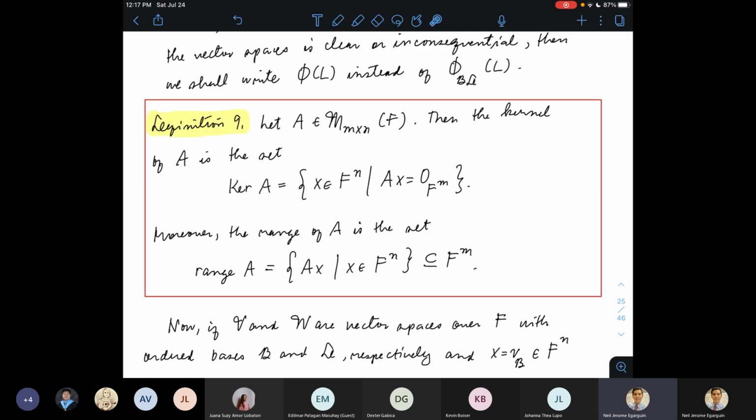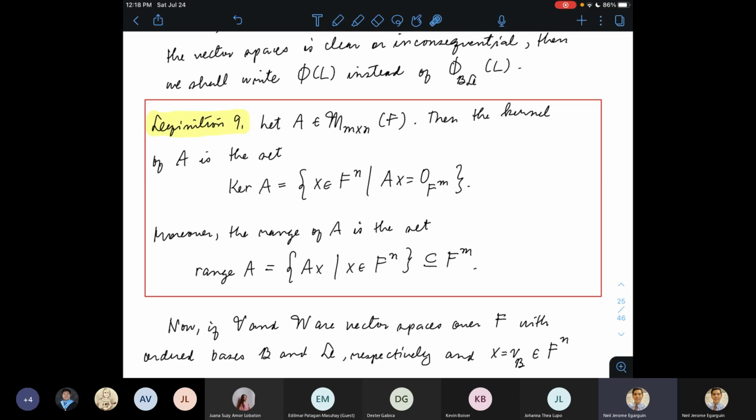Okay? Then moreover, the range of a matrix is the set of all possible matrix vector products. So kunin mo lang lahat ng elements ng F to the n, i-pre-multiply mo siya ng matrix A, kunin mo lahat ng vector na yon, they will comprise the range of A. Okay? Clearly, the kernel is a subset of F to the n kasi ang candidates mo dyan, mga x's in F to the n, pero yung Ax must be equal to the 0 vector.